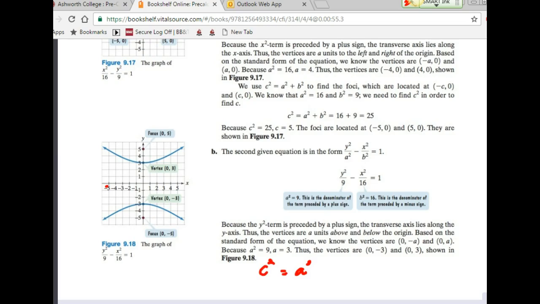c squared is equal to a squared plus b squared. And we know that a squared is 9 and that b squared is 16. Again, that leaves me with c squared equals 25. So c is going to be 5. This time, however, because we know that the major axis is y, I'm going to go up 5 and I'm going to go down 5. So that means that our focus ends up being at 0, 5 and at 0, negative 5.